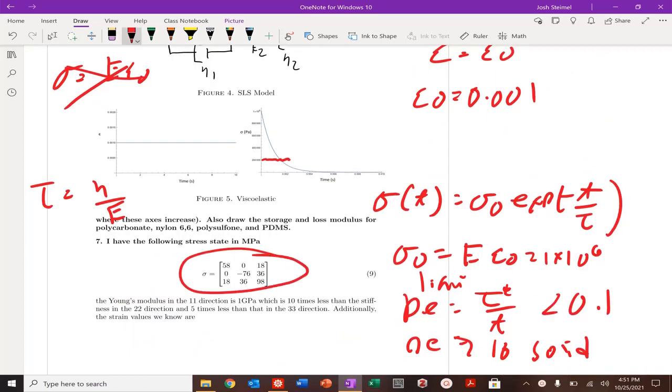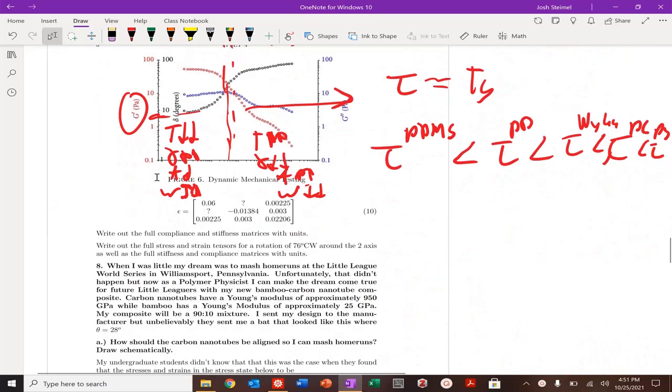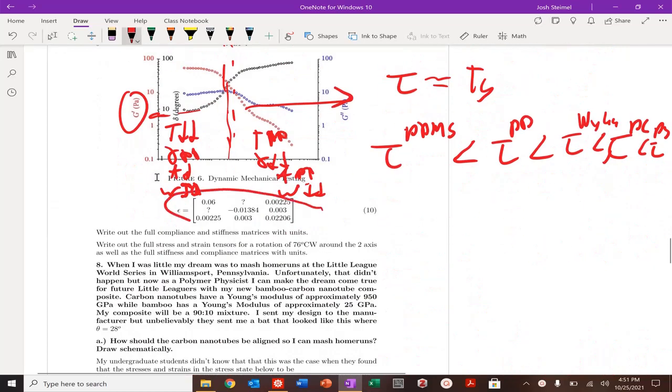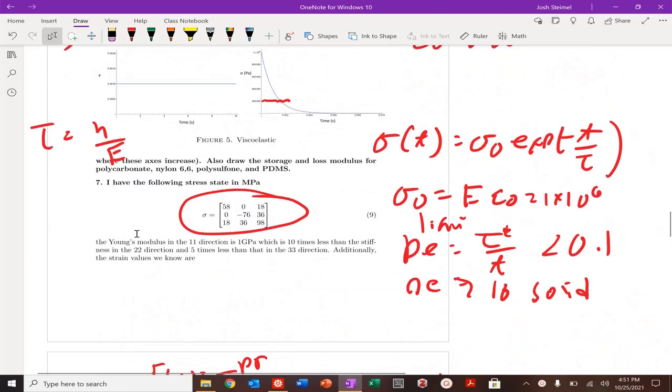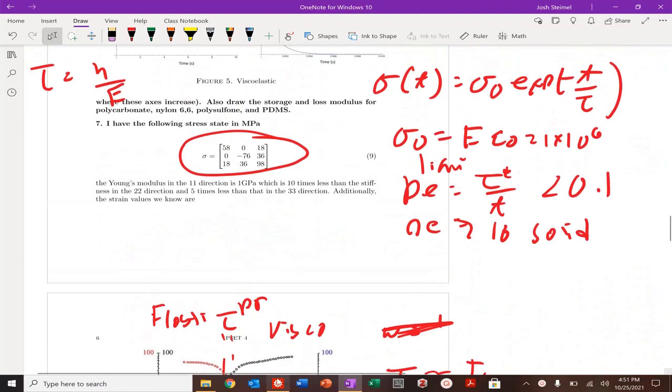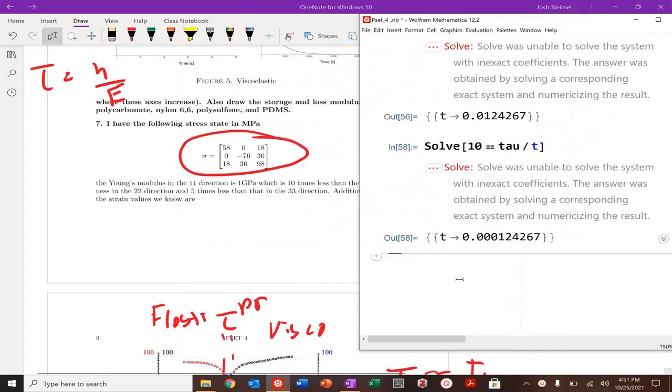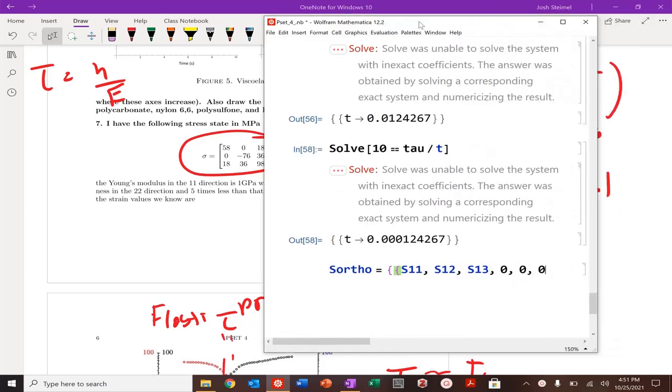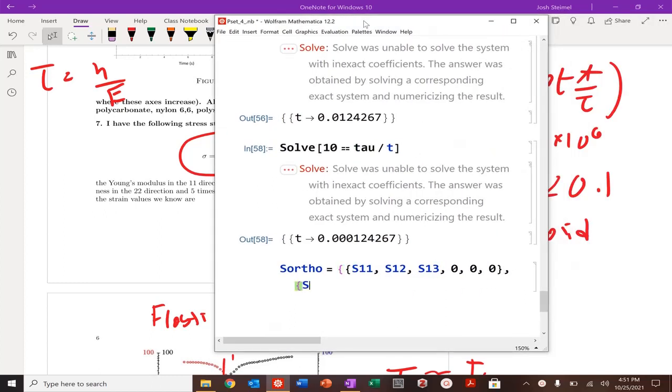So I have the full stress state in a certain coordinate system. I also have the full strain, or actually not the full strain state, but let's see what that is in just a minute. And then I'm given the Young's moduli in 3 different directions. It looks like I have an orthotropic material, so I'm going to go ahead and write out S ortho equals S11, S12, S13, and then 1, 2, 3. And then let's go ahead and close that.